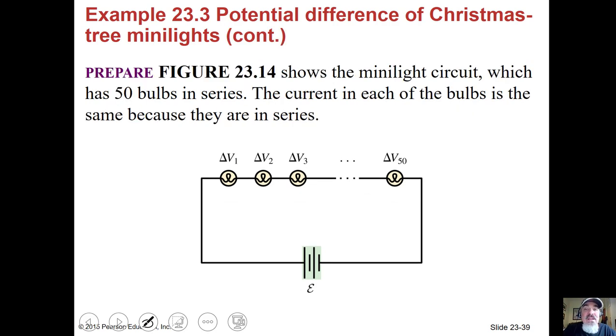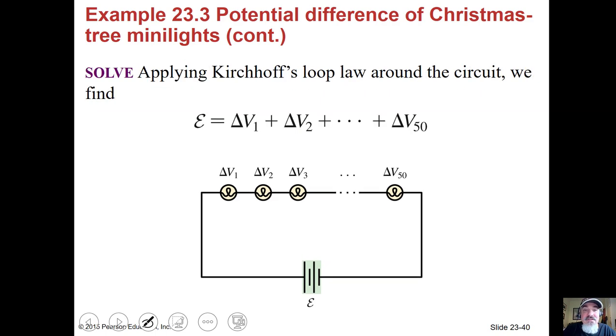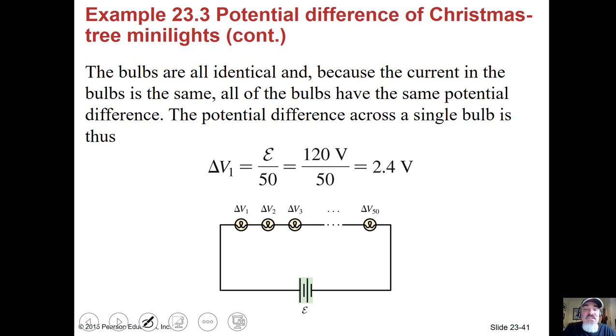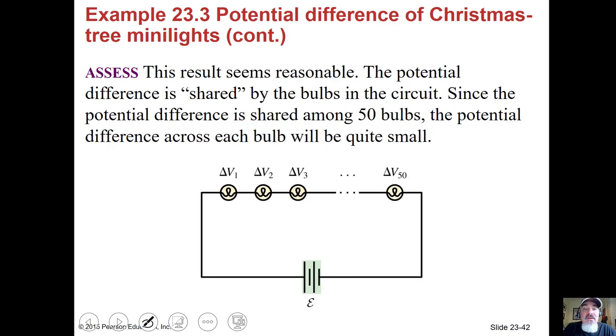Okay, so that's kind of a synopsis of what I've just done here. So they all add together, 2.4 volts each. Okay, great. So in series, the voltages all add up to the voltage of the battery. It's not going to be the same in parallel. Just a little bit of foreshadowing there. Okay, good.